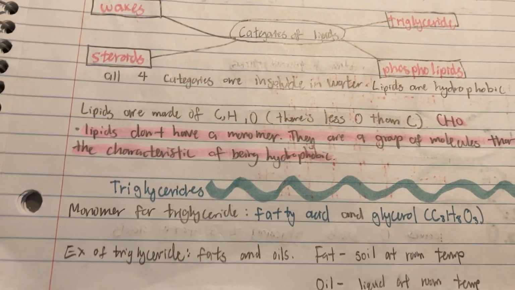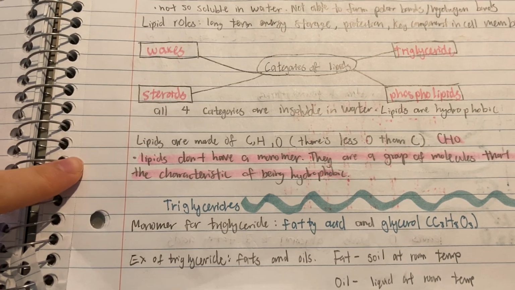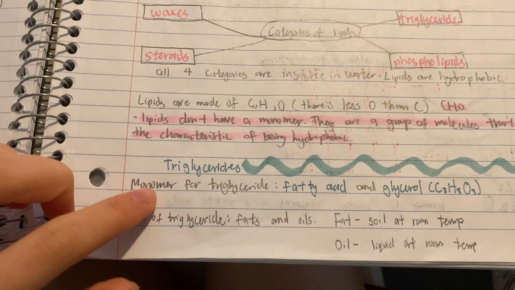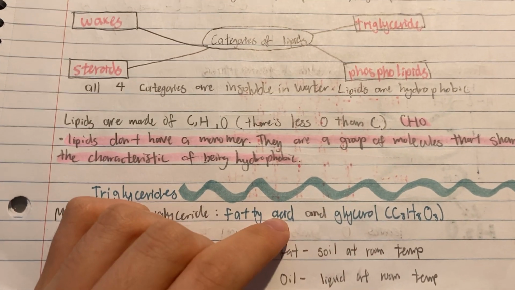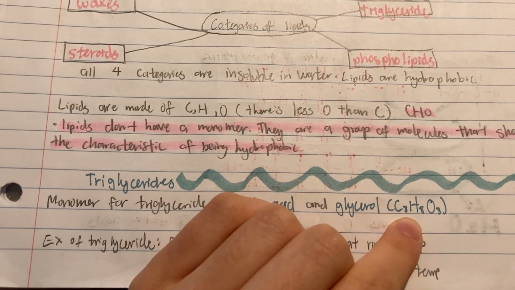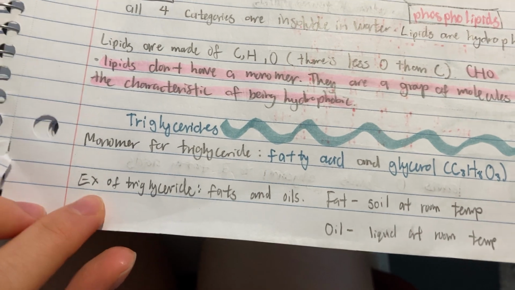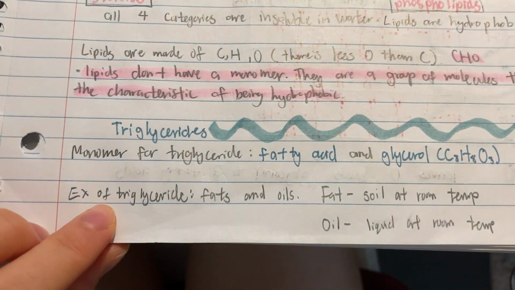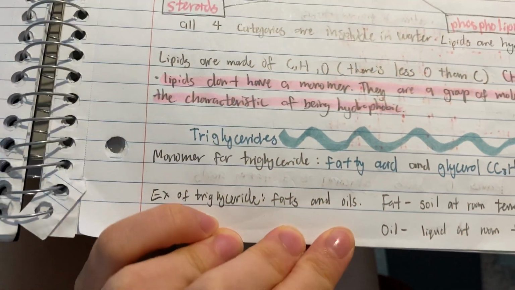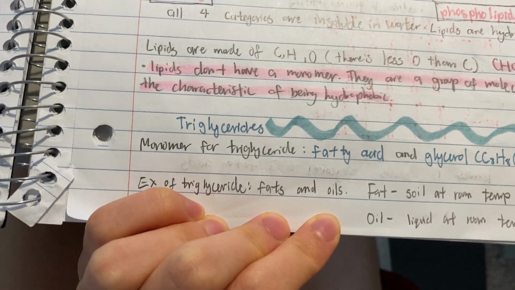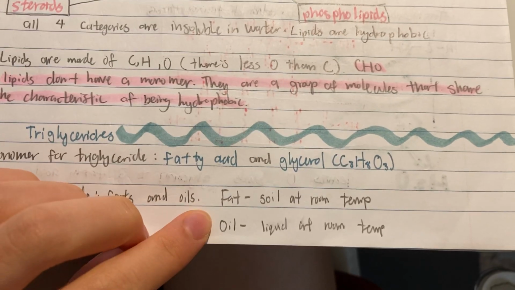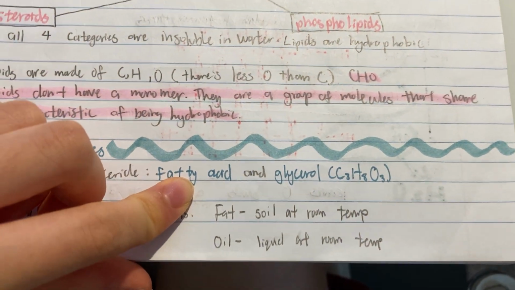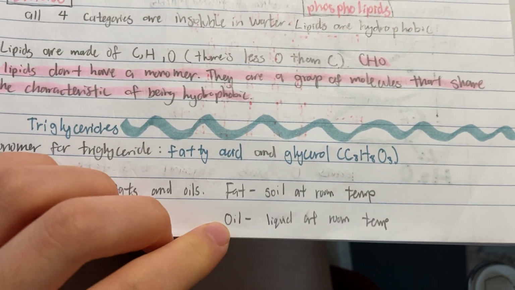Triglycerides do have a monomer. So remember, lipids don't have a specific monomer, but triglycerides have a monomer. The monomers for triglycerides are fatty acids and glycerol. Examples of triglycerides are fats and oils. Like olive oil, for example, or fat from pork, that's triglyceride. And the difference between fat and oil is that fat is solid at room temperature, like butter. And then oil is liquid at room temperature.